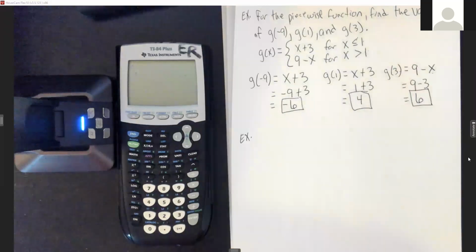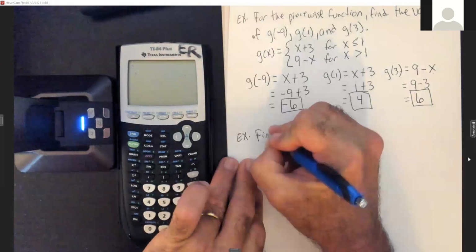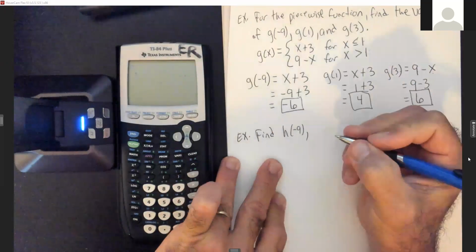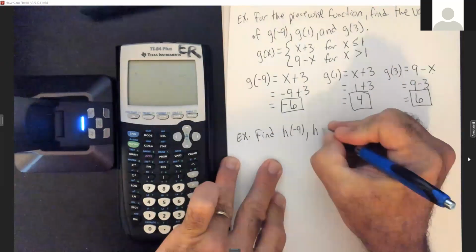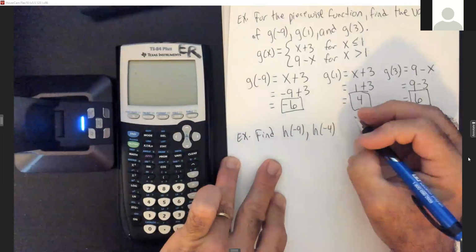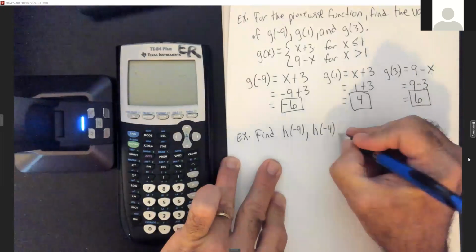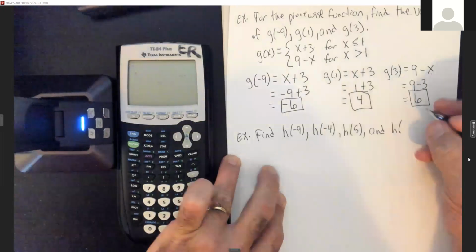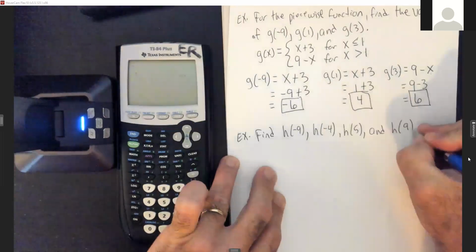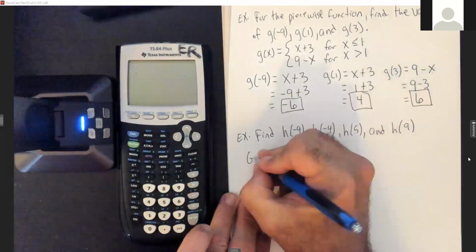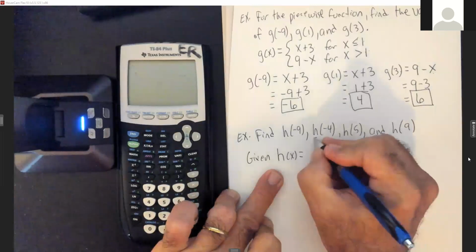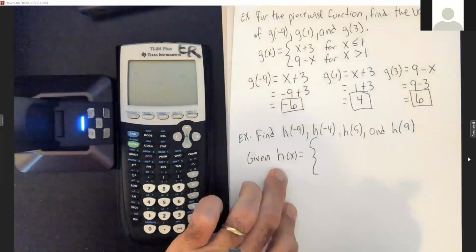All right, y'all, so let's see. This one we're going to find h of negative 9, h of negative 4, h of 5, and h of a positive 9. We're given h of x equals, and y'all, this one has 3 equations.